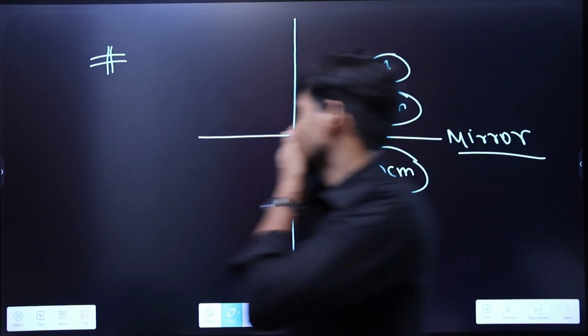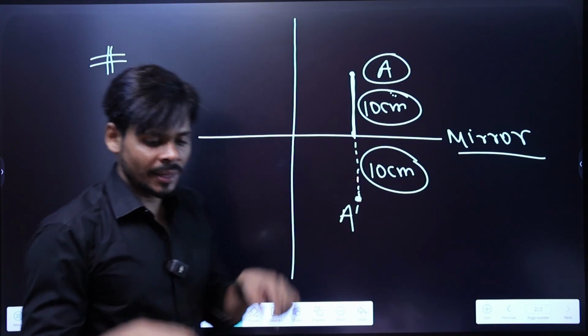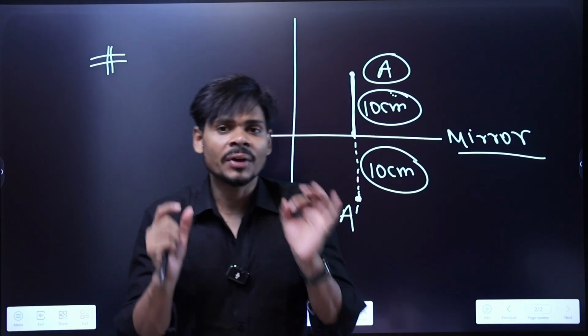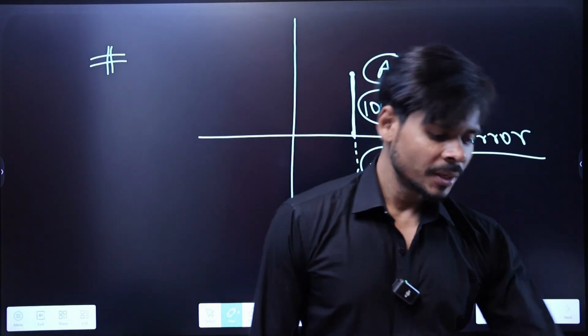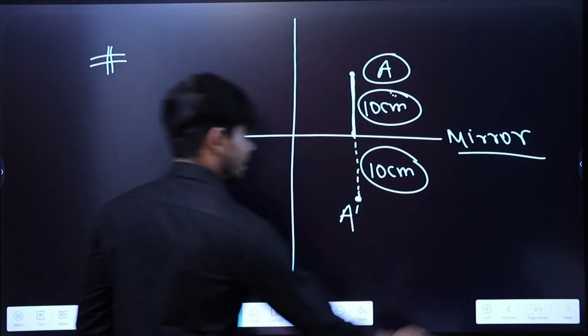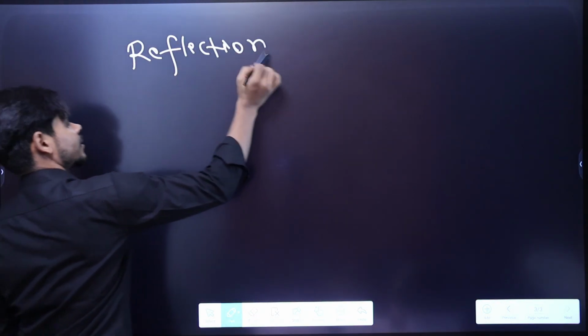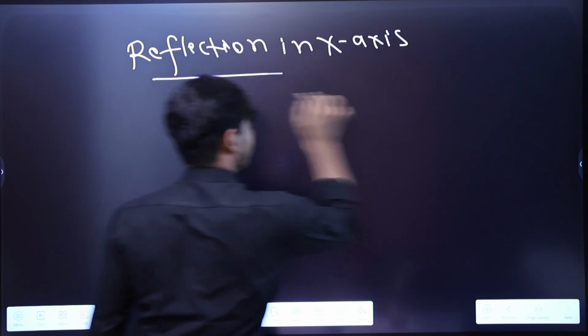Okay, fine. So this is the concept of reflection, and in this session we are going to discuss 3 important reflections and 1 important point, which will again be very important. Now let's try to understand the first concept, reflection in x-axis, or you can say about x-axis.